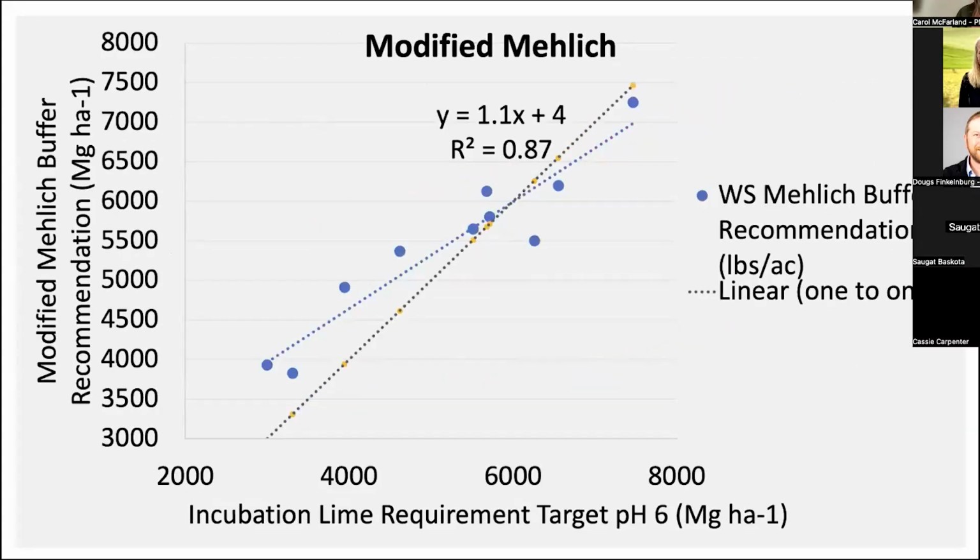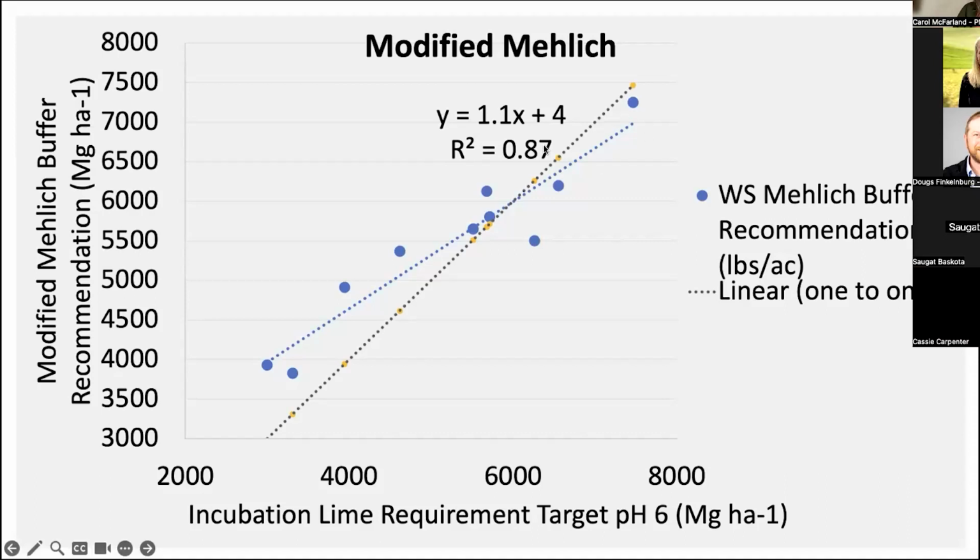However, we did actually find the modified Mehlich test to have an R-squared of 0.87. So that's a pretty solid correlation, and actually without any modification to the calculations recommended by this work, it gave a pretty good comparison. So, when the incubation was saying this soil needs 6,000 pounds, the buffer test was predicting that the soil needed right around 6,000 pounds. So that's the kind of thing we're looking for.